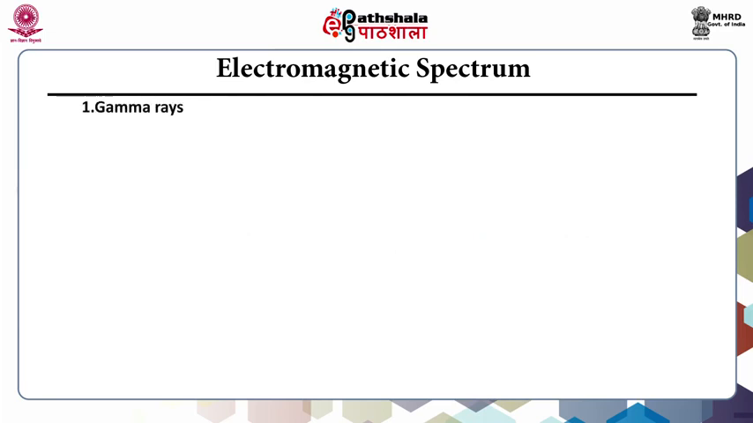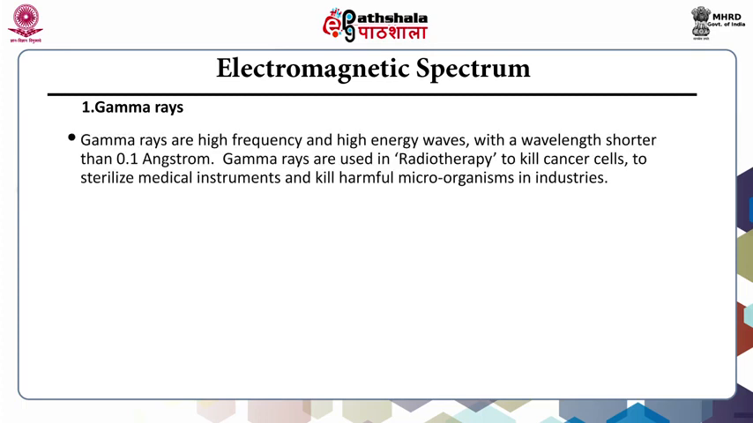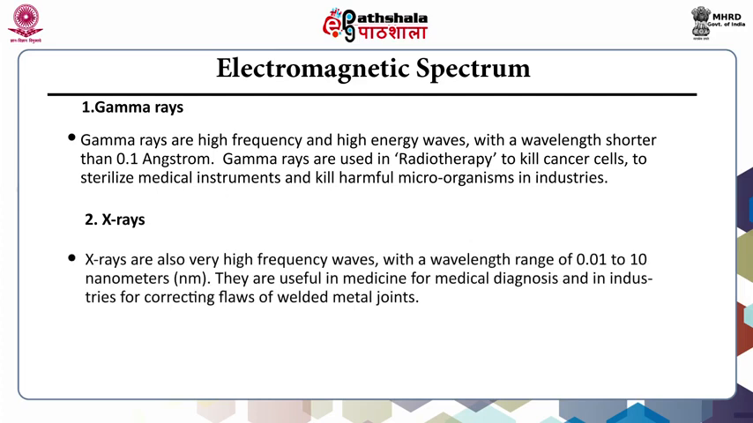Number one, gamma rays. Gamma rays are high frequency and high energy waves with a wavelength shorter than 0.1 angstrom. Gamma rays are used in radiotherapy to kill cancer cells, to sterilize medical instruments and kill harmful microorganisms in industry. Second is X-rays. X-rays are also very high frequency waves with a wavelength range of 0.01 to 10 nanometer. They are useful in medicine for medical diagnosis and in industry for detecting flaws in welded metal joints.